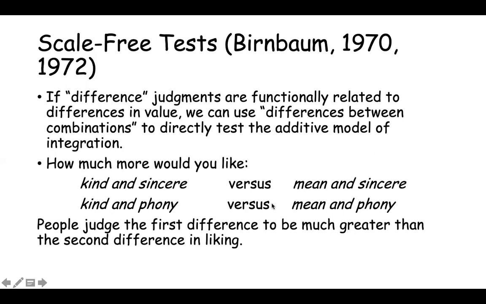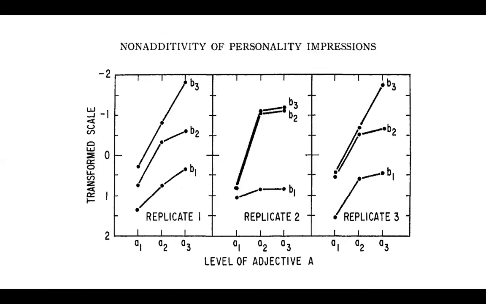Most people say that second difference in liking is much less than that first difference. And that's directly showing you there's an interaction. On the other hand, if you have an additive model here, we've got sincere on both sides. If it's kind plus sincere and mean plus sincere, you could just subtract off sincere from both sides if there's no interaction. And this is kind and phony versus mean and phony. So phony is the same on both sides. You can just subtract it off from both sides. So in both cases, this should just be the difference between kind and mean. So if there's no interaction, these two difference judgments should be the same. But instead, the data violate that.